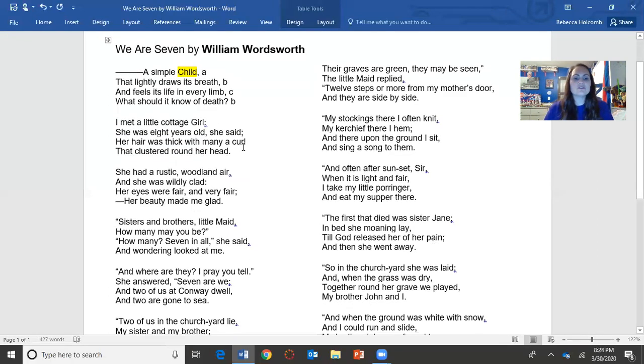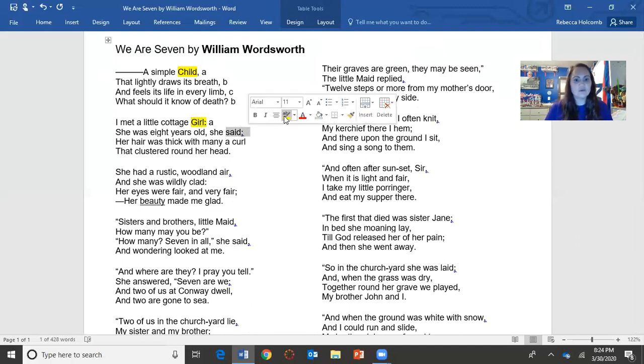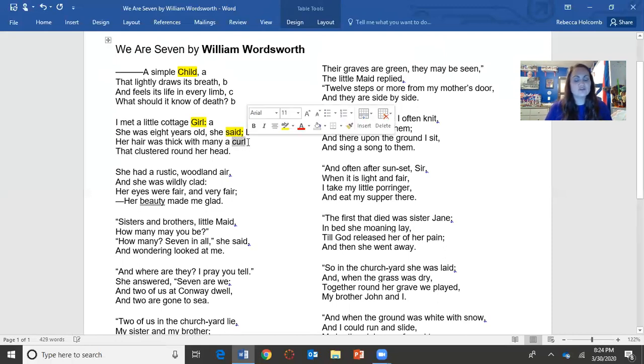Then it goes to a regular pattern. Girl is the first word, so that would be labeled as A. And then said is the second end word, so we would label that B. And then curl rhymes with girl, so that would be A. And then head, again, rhymes with said, so that would be B again. So pretty much the entire poem, if you look air, clad, fair, glad, made, be, said, me, pretty much the whole poem is A, B, A, B.